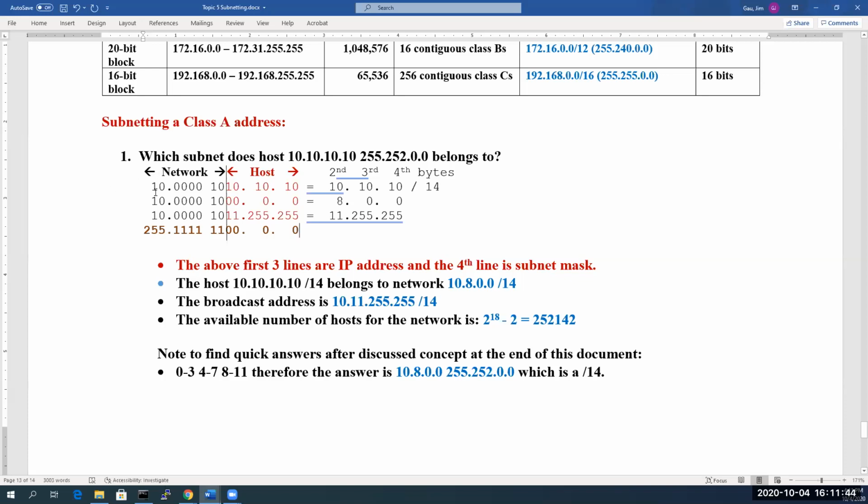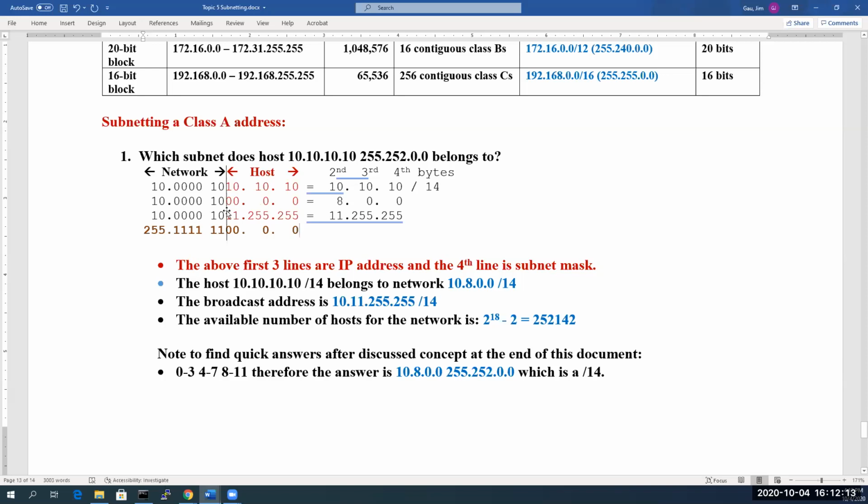You just go ahead and put down 10.10.10.10 into it, and the focus will be on the second byte because it's a /14. So you draw a line on the 14th bit here, and on the left, whatever the bits are, they are network bits, and on the right side are the host bits, right? So then you take a look at the 10 and 10. So that's the existing host.